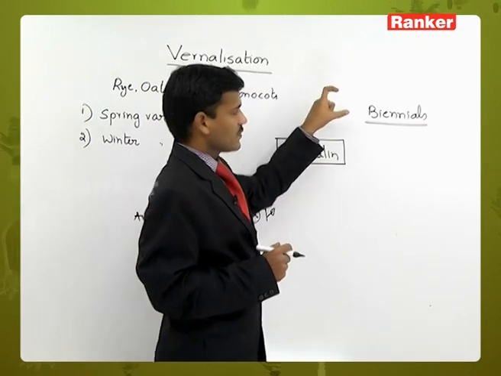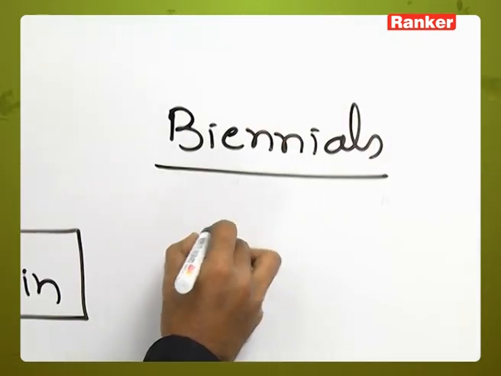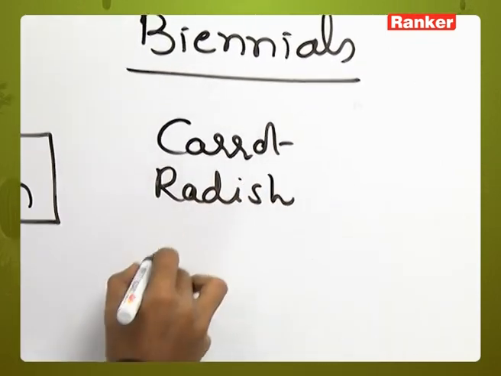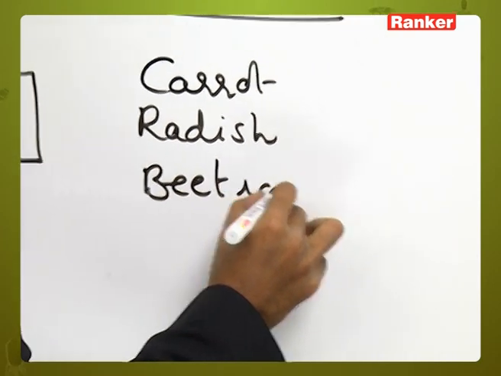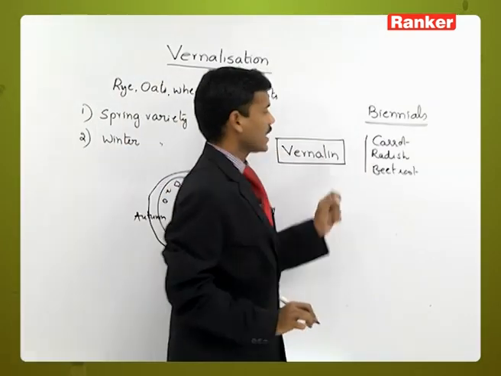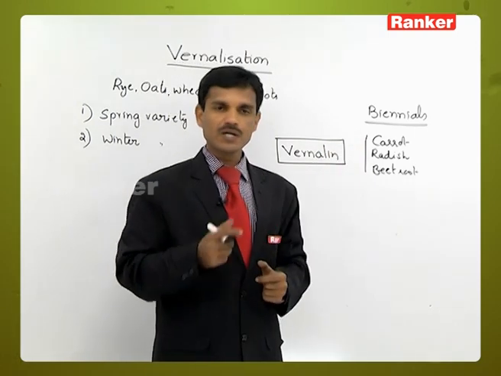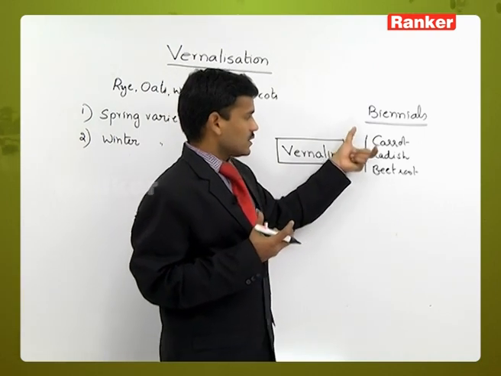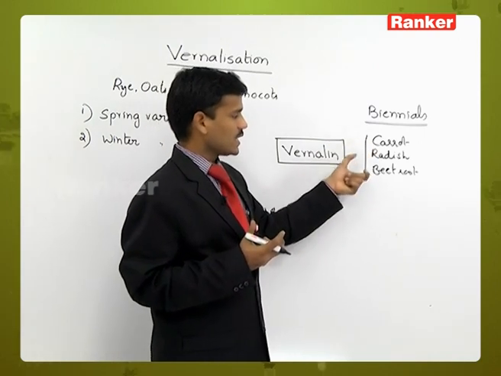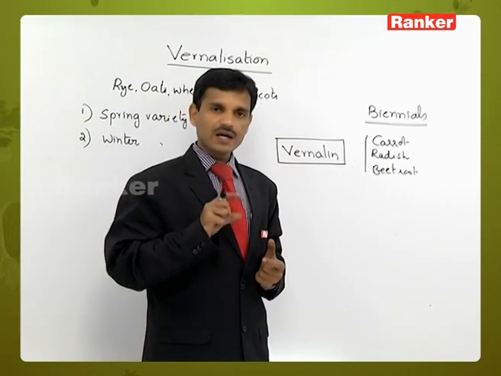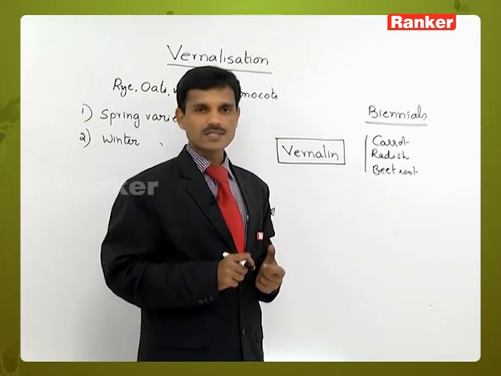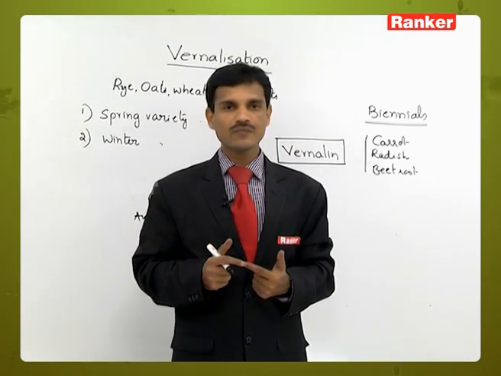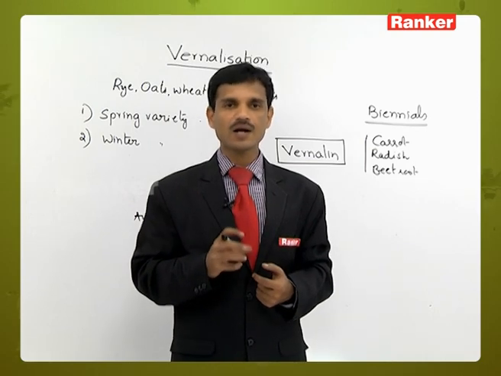Examples of biennial plants are radish, carrot and beetroot. In the second year only we can get the crop, or the yield. That's why we can convert biennial plants into annual plants. If we convert them, we need not wait for the second year. In the first year only they give the crop.